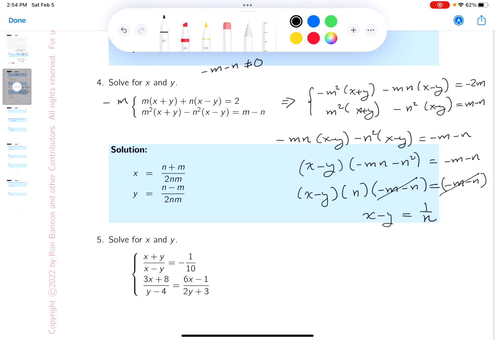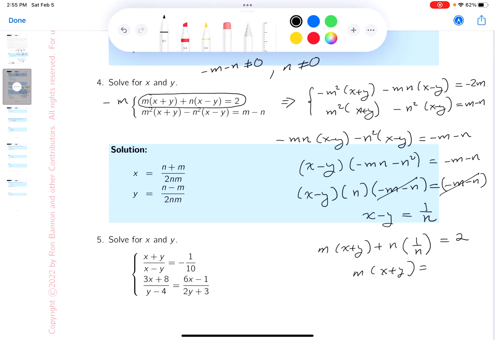So now the question is, what are you going to do with that? Well, there's a lot of things you could do with that. For example, you could substitute it back in up here now. I'm going to write this down now. m (x plus y) plus n, and x minus y is 1 over n. That equals 2. Again, I'm going to say n is not 0. Let's keep going. What do you get here? m (x plus y), and n times 1 over n is 1, so this would be 1. So what do I find out? x plus y is equal to m.